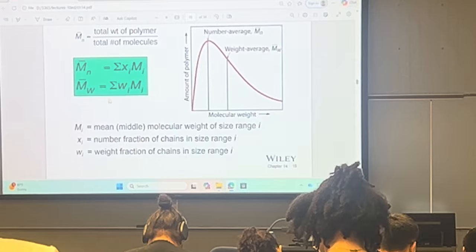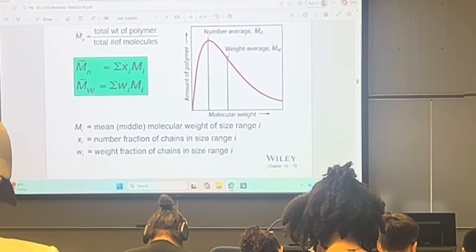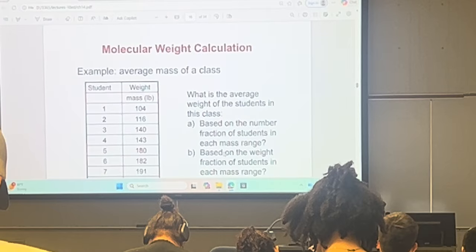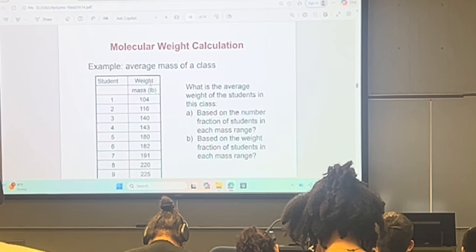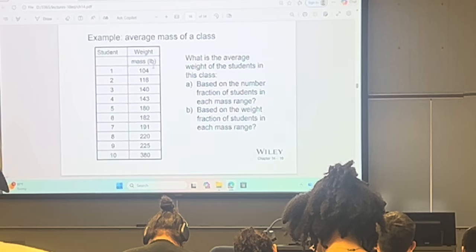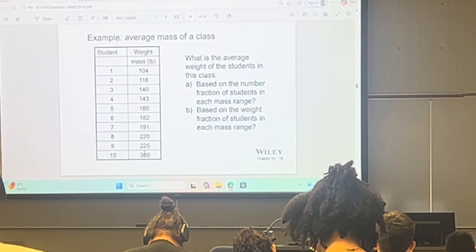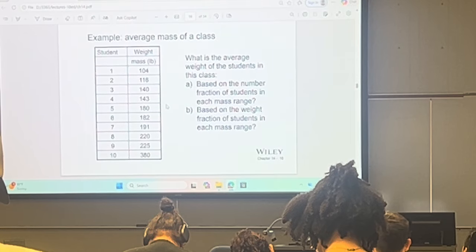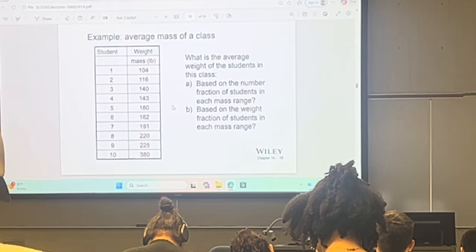The weight average is where the w sub i here is the weight fraction of the chain of the size in the range i. So now we're going to do an experiment and look at a sample calculation of this. There are 10 students in the class, and this is their weight in pounds. Okay, and it varies from 104 to 380 pounds. And the question is, what is the weight average of the students in the class? Based on the number fraction of the students in each mass range, and based on the weight fraction of students in each mass range. So this is the analogy that we're going to use to apply this concept.